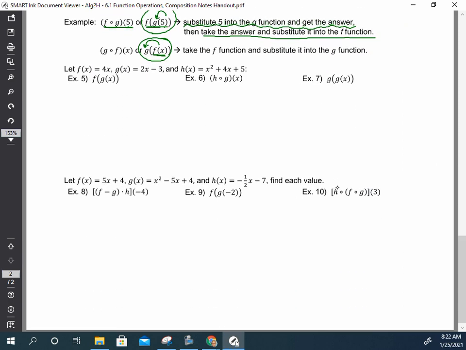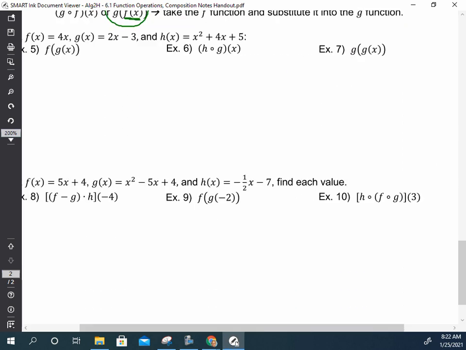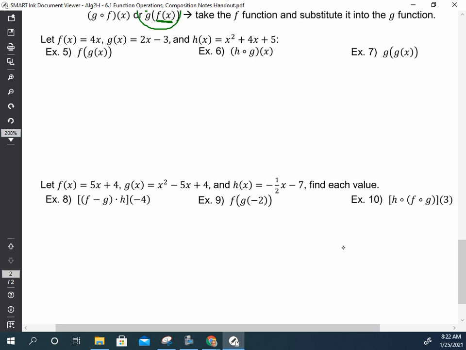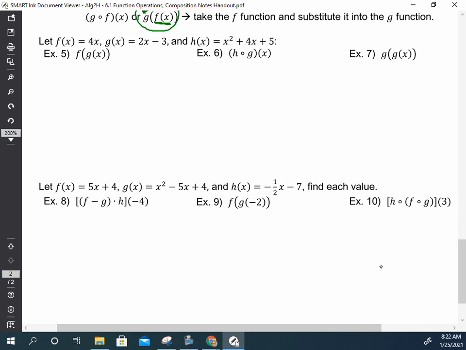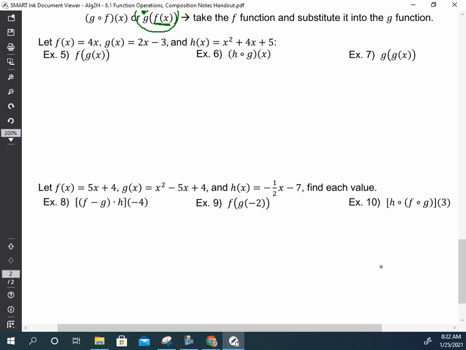All right, so let's give this a shot. Problem 5. Again, they give us some functions to start out with. F of x is 4x. G of x is 2x minus 3. H of x is x squared plus 4x plus 5. Those are the functions we're working with.